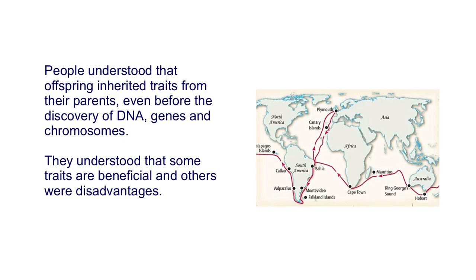So it wasn't new what Darwin was saying. He just put it together with lots of evidence from what he saw around the world. For example, people knew that children inherited traits from their parents. They didn't understand how. They didn't understand about genes and chromosomes and meiosis. But they understood this from looking at their families and looking at the offspring of their pets or their cattle and their horses and whatever.